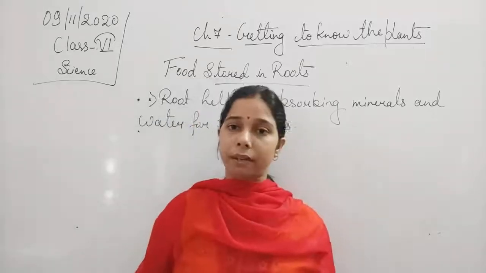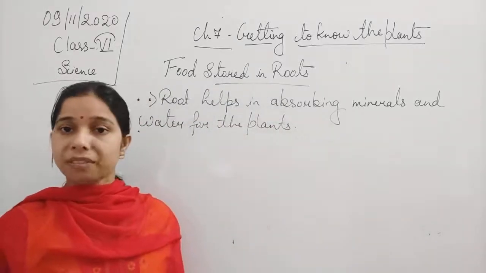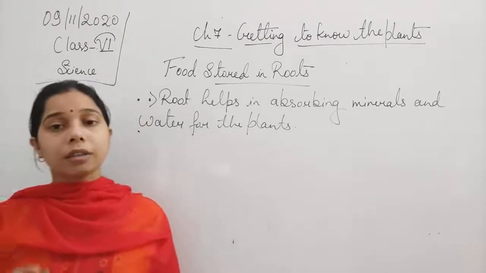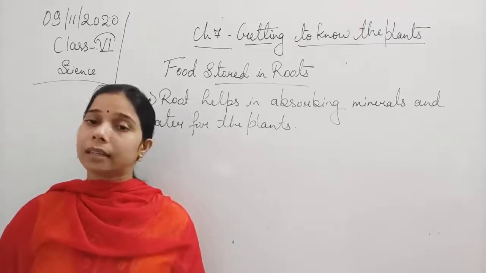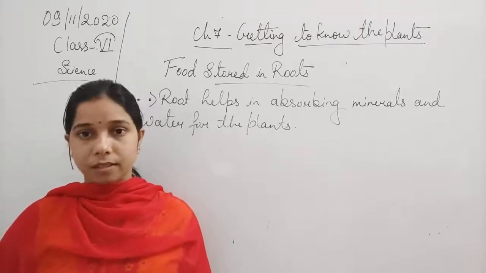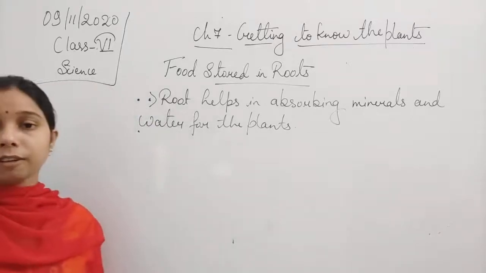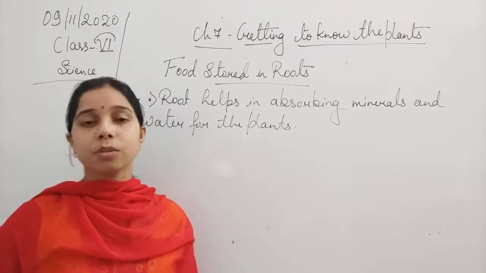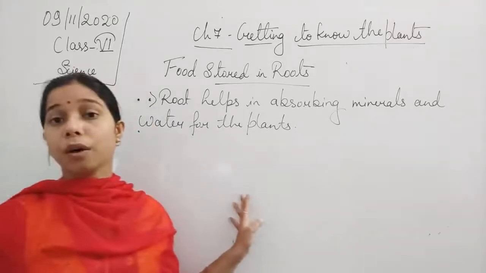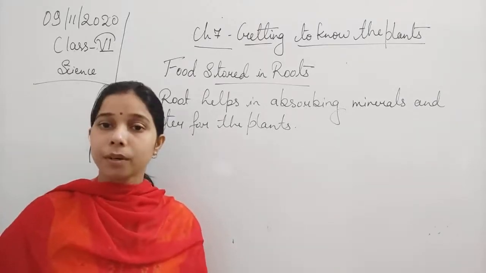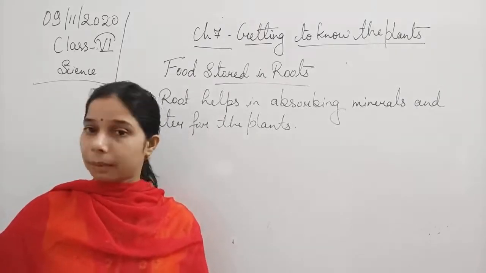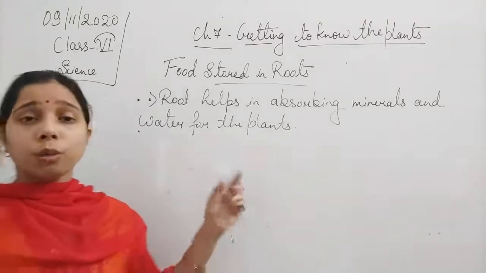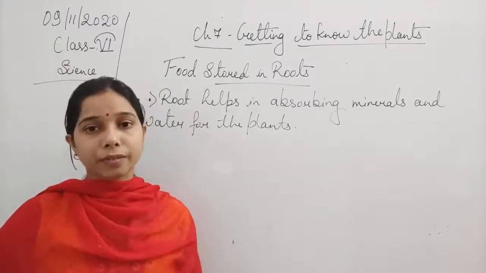Now this water and these minerals, with the help of the stem, reach the leaves of the plant. Okay, the leaves need water so that they can carry out the process of photosynthesis. So they perform the process of photosynthesis, and due to photosynthesis you can say there is formation of the food. The process of photosynthesis helps in manufacturing the food in the plant's body. Okay, so food is now prepared in the leaves of the plant.